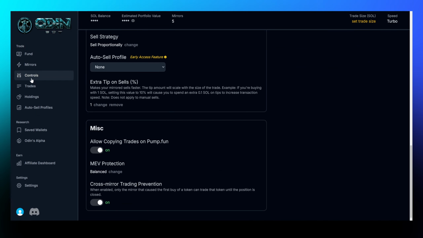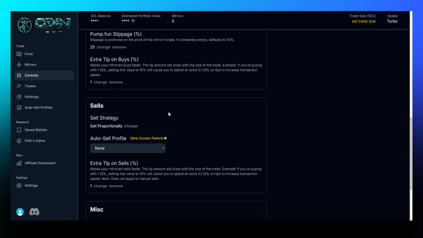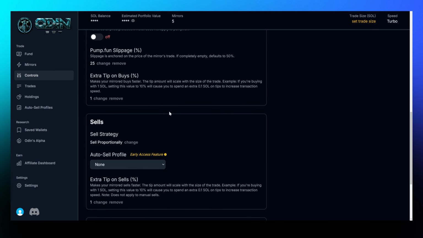Getting back to the controls, these are the general controls, which means that they're going to be applied to every mirror wallet that you're copy trading.